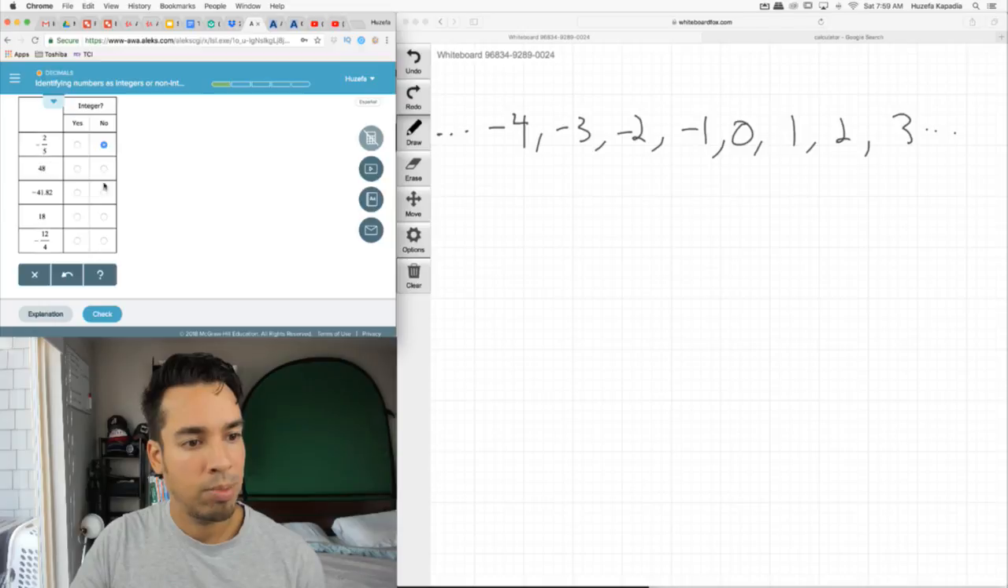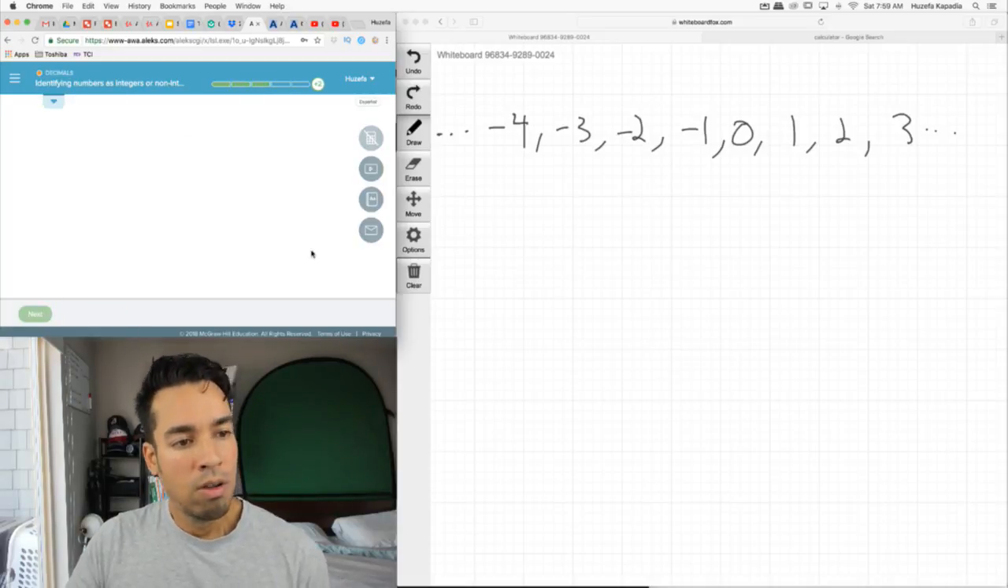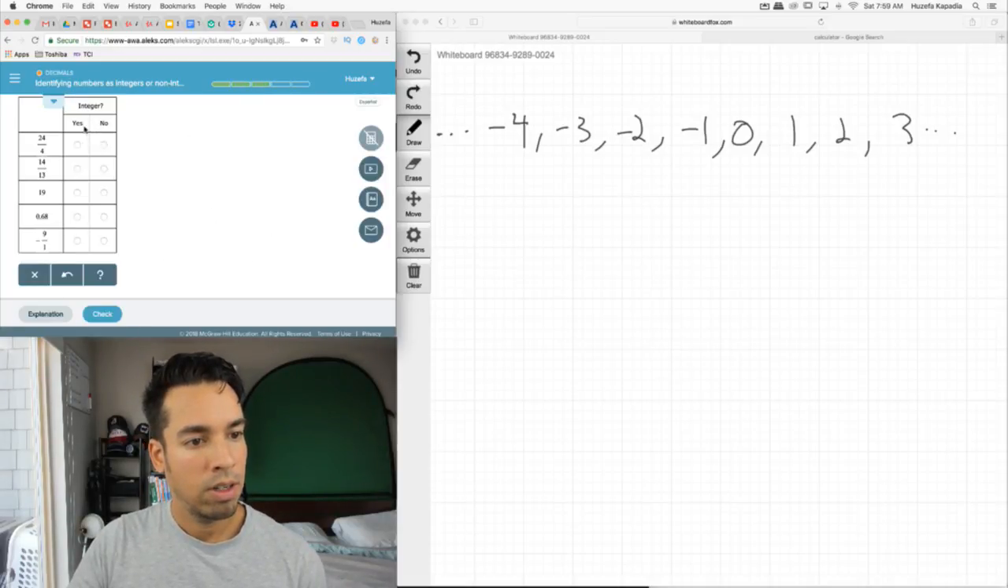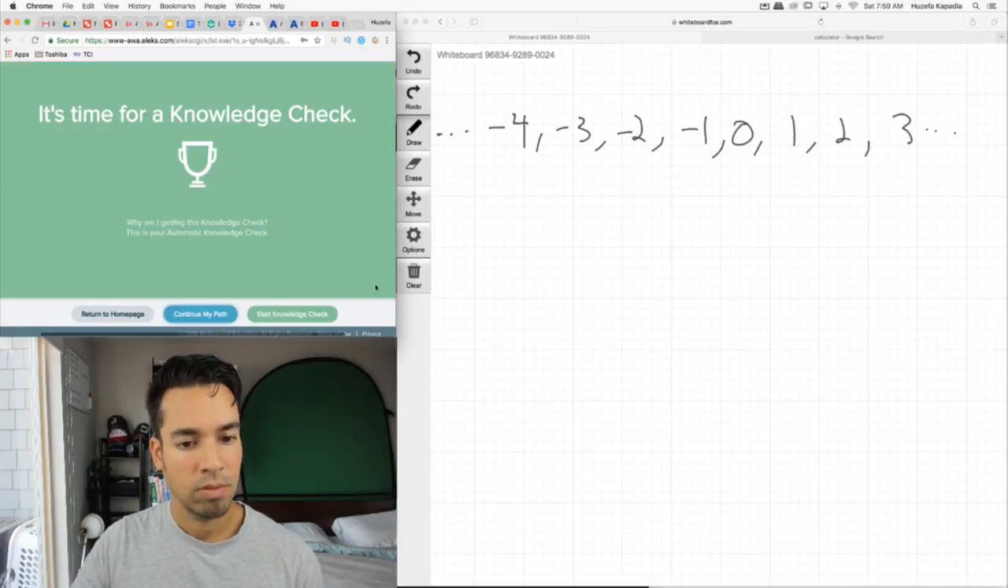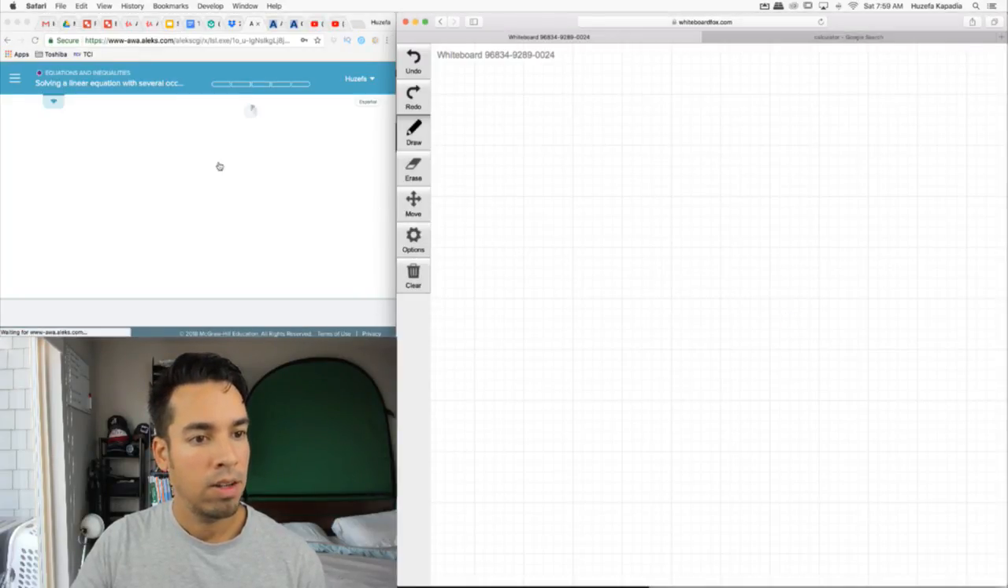-2/5. A fraction that can't be reduced to a whole number, no. Integer, yes. Decimal, no. That's a whole number, so it's an integer, yes. This reduces to -3, so yes. Integer, yes, because that reduces to 6. No, that does not reduce. Yes, no, and this is just -9. Next.